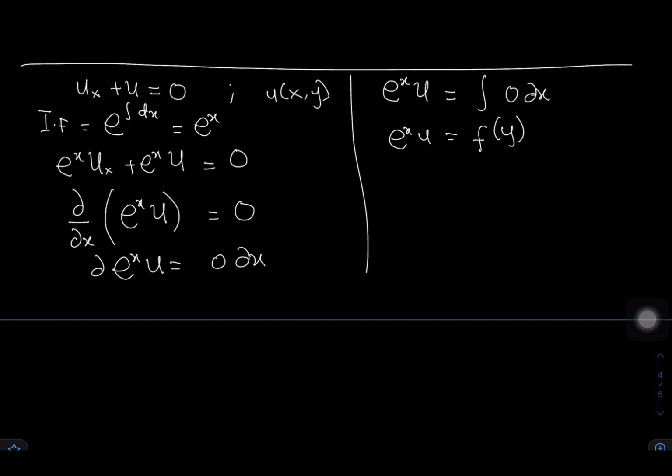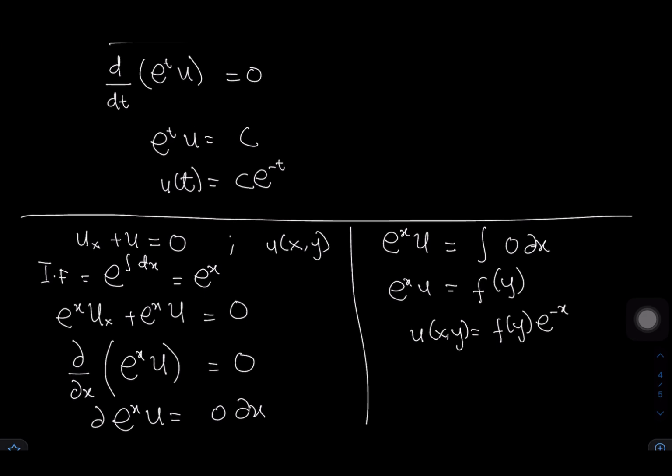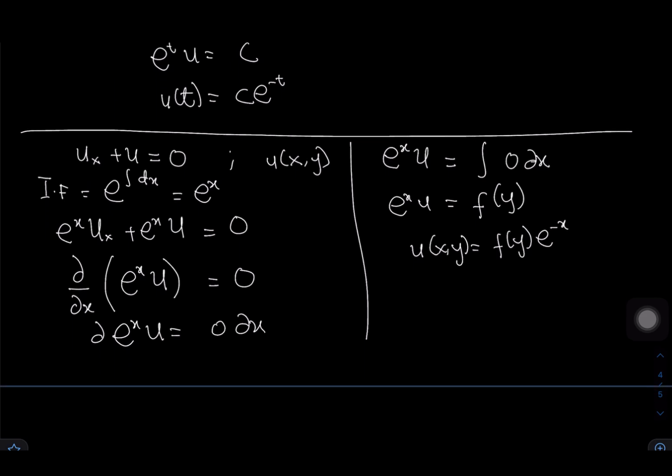Okay, so you can call it f of y, and then u of x y becomes f of y e to the negative x. So now comparing this answer to that, the only difference is that the c you have here is an f of y. So generally, if you are solving partial differential equations, the arbitrary constants in the sense of ordinary differential equations become arbitrary functions of the other variables.